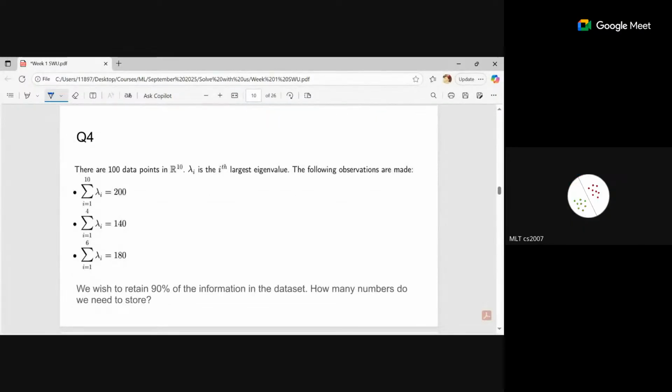All right. So here is another question. There are 100 data points in R10, and lambda i is the ith largest eigenvalue of the covariance matrix that you get. And these are the observations that are being made. Sum over lambda i for i varying from 1 to 10 is 200. Sum over lambda i for i varying from 1 to 4 is 140. And sum over lambda i for i varying from 1 to 6 is 180. If we wish to retain 90% of the information in the data set, then how many numbers do we need to store?